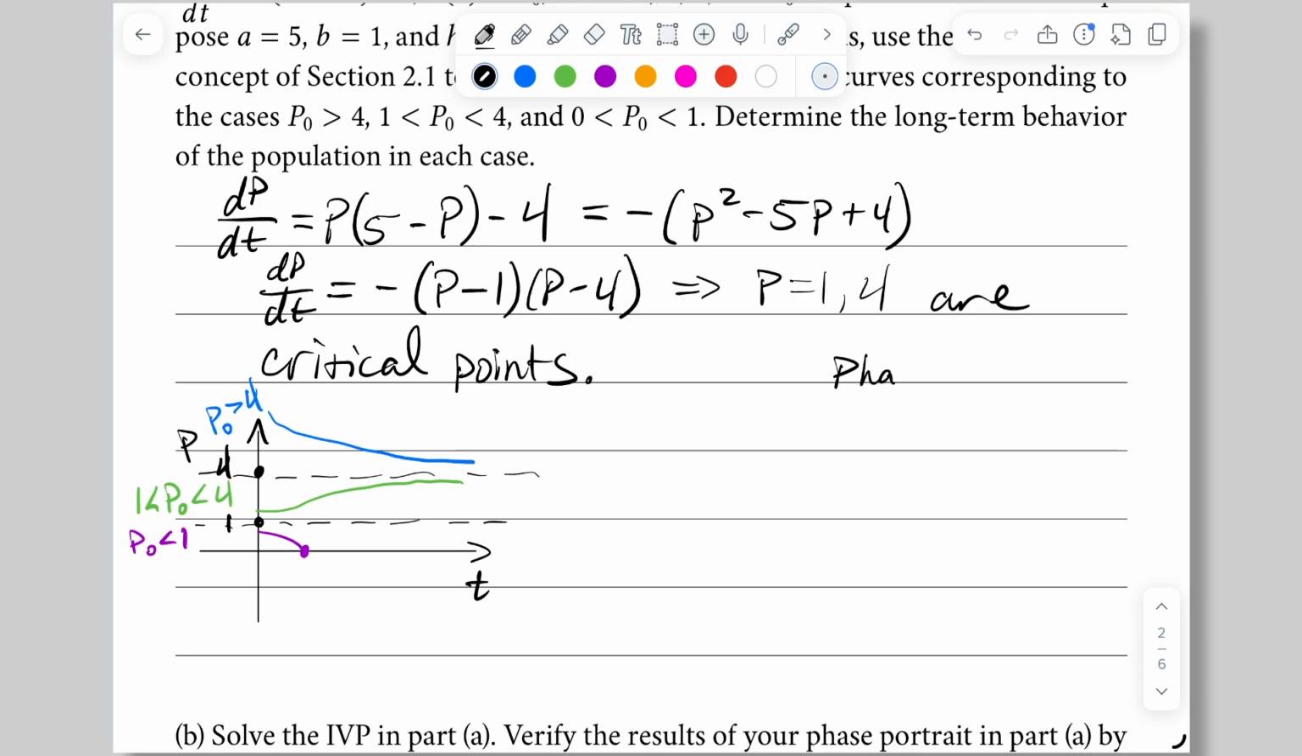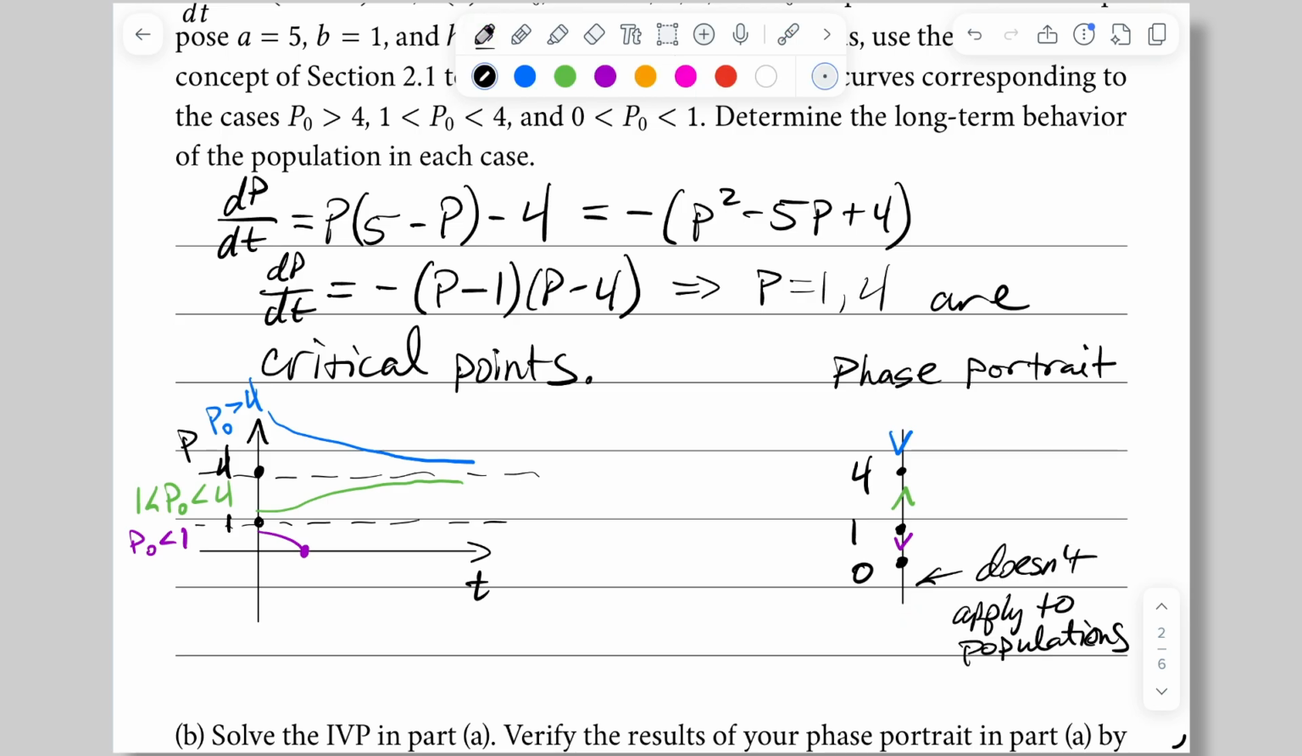We can, of course, translate this into a phase portrait. Here's our vertical axis. I'm going to label it at 0, and then 1, and then 4. And of course, above 4, we have an arrow pointing down. Between 1 and 4, we have an arrow pointing up to 4. And between 0 and 1, we have an arrow pointing down. It's just going to point down to 0, right? I'm not going to bother with a negative down here because that doesn't apply to populations. I mean, maybe a science fiction scenario or something.